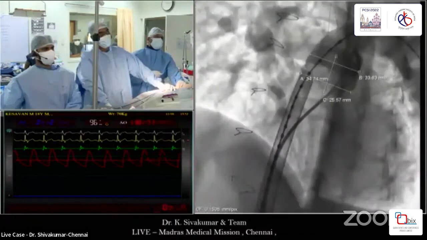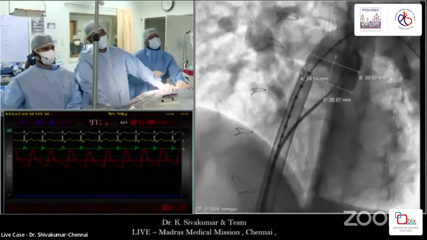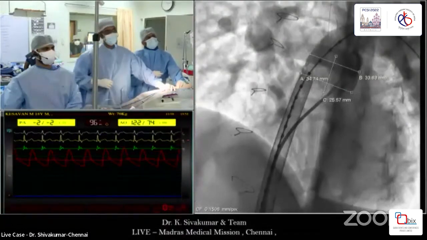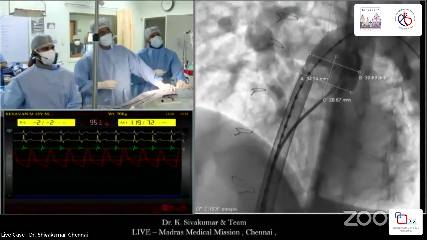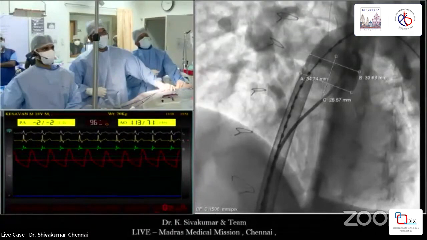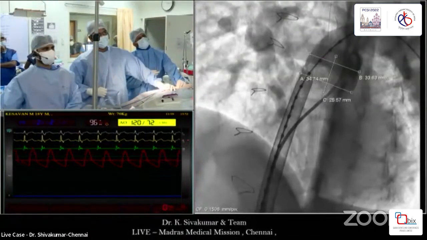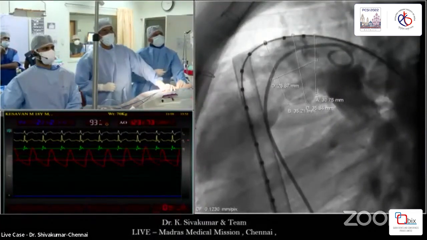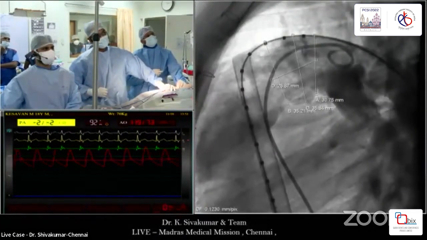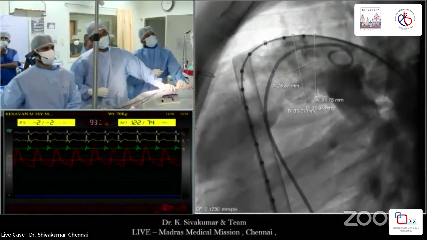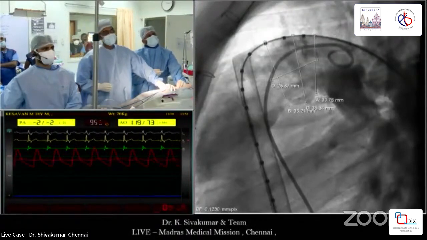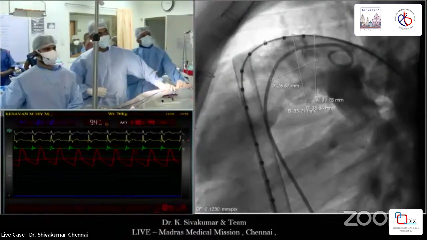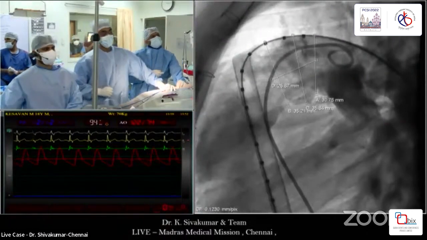Next picture. This is LAO. LAO is a little larger. You can see that it's around 35 at the level of the annulus, and at the mid main pulmonary artery is 34. Next picture. And this is the lateral. The lateral dimensions are 35 at the level of annulus, 35 to 36 at the mid main pulmonary artery, and towards the pre-bifurcation area it is 31.